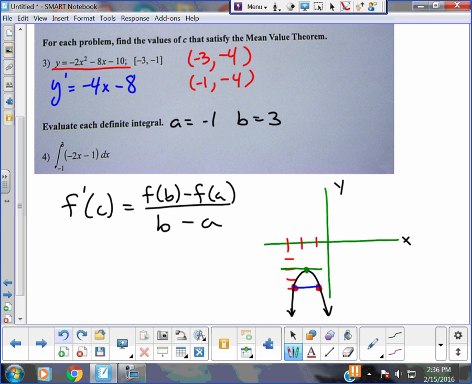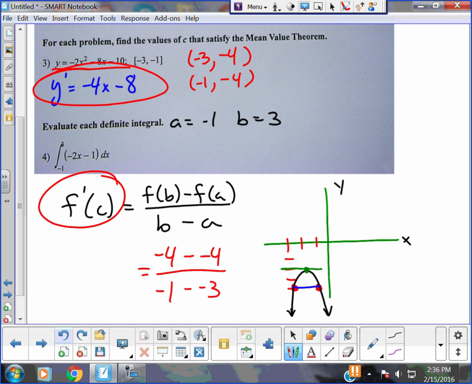So what we would have done here is we'd have said, hey, -4 minus a -4, over -1 minus a -3, right? That's the average rate of change, which we all know is 0. We saw the blue line, but that's going to be 0. And that's going to equal the derivative with what value in it? C. So I think that equals -4C minus 8.